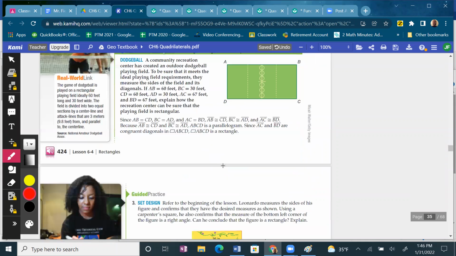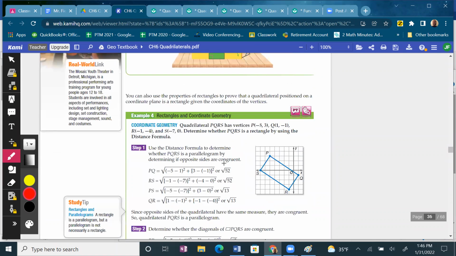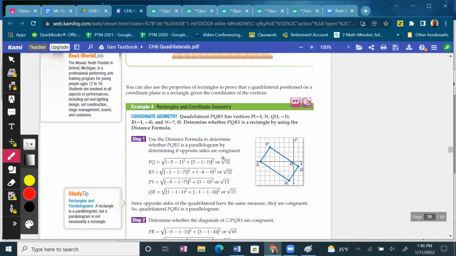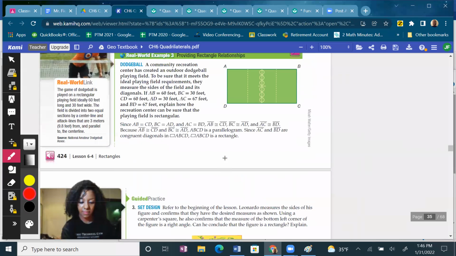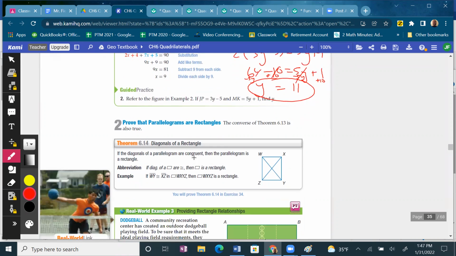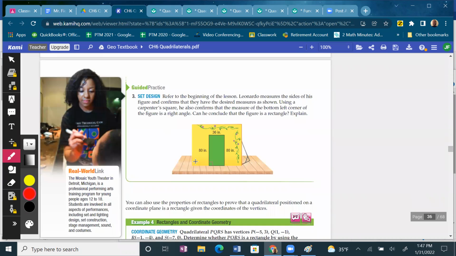Prove. Uh-oh. We have to prove something. We're not doing the coordinate geometry right now, but we will come back to that. It's very important. Okay. If the diagonals of a parallelogram are congruent, then the parallelogram is a rectangle. Okay, so, last example.